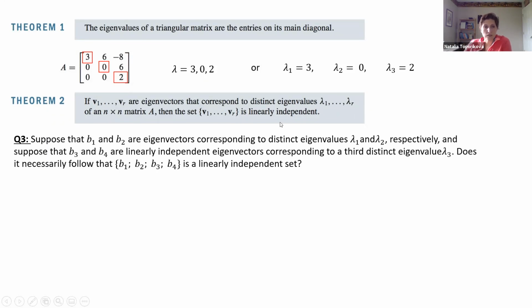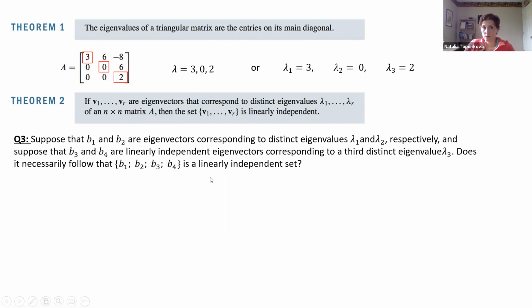equations. But of course, the question is, okay, that's really nice, but we find that often there is more than one eigenvector which corresponds to a given eigenvalue. Would that be true? So let's look at this question, one specific case. Let's say we have two eigenvectors, b1 and b2, and they correspond to distinct eigenvalues, lambda 1 and lambda 2. And there's also a third eigenvalue, lambda 3, but it has two linearly independent eigenvectors, b3 and b4.